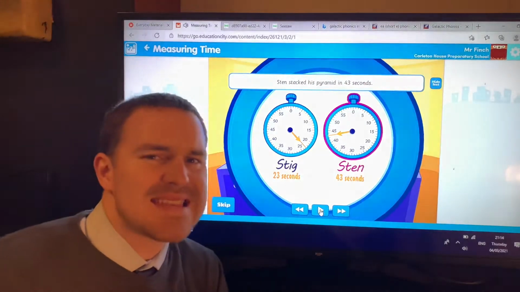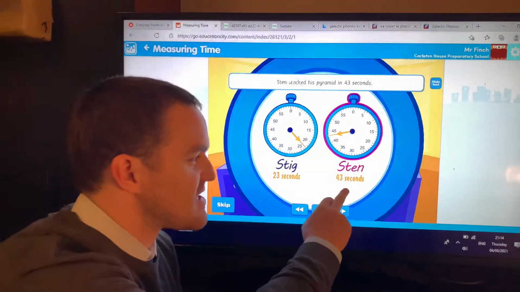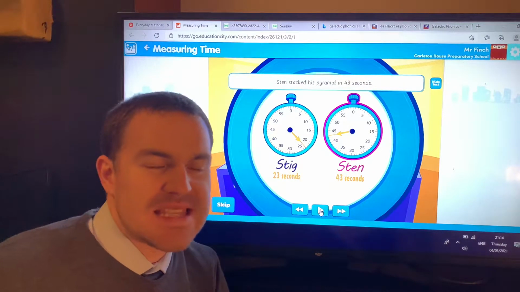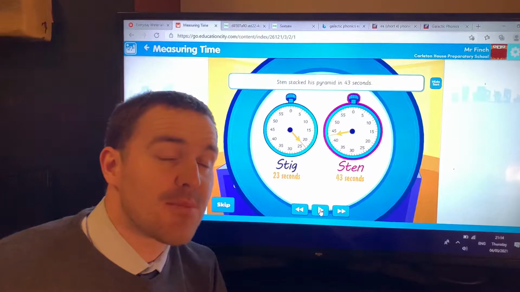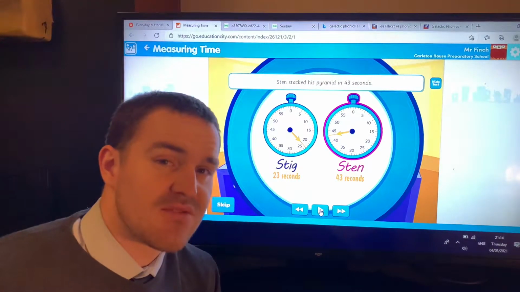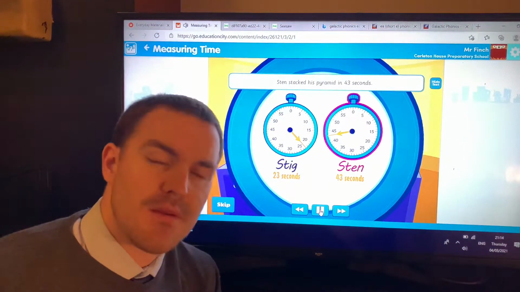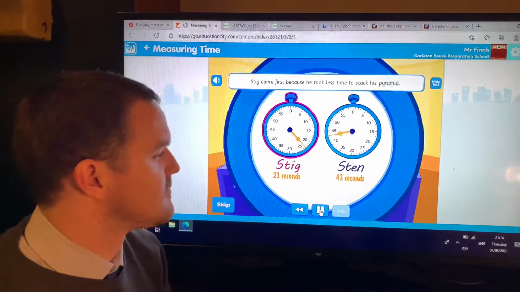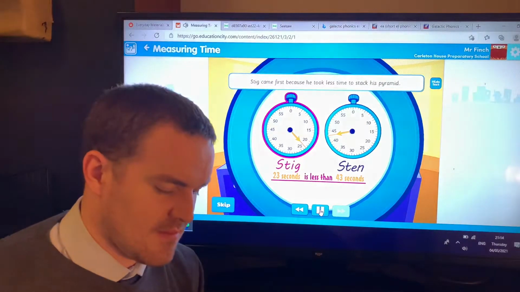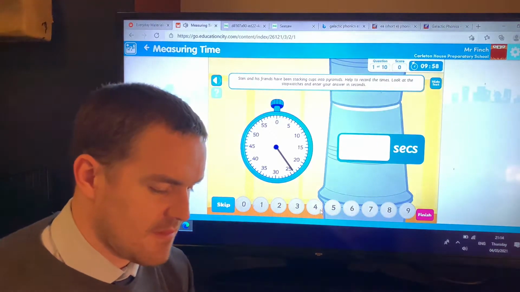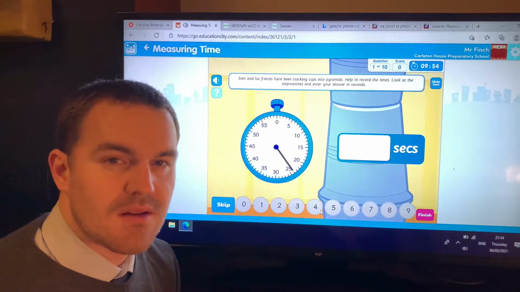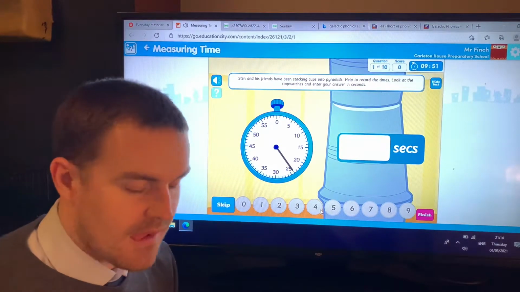So if Stig did his in 23 seconds and Sten did his in 43 seconds, who was quicker? Is the quicker person the person with the longer time or the shorter time? A little think about that. Let's reveal the answer. Stig came first because he took less time to stack his pyramid. Sten and his friends have been stacking cups into pyramids. Help to record the times. Look at the stopwatches and enter your answer in seconds.